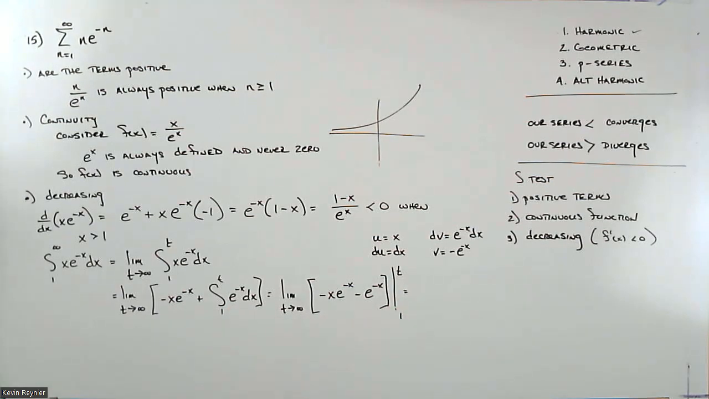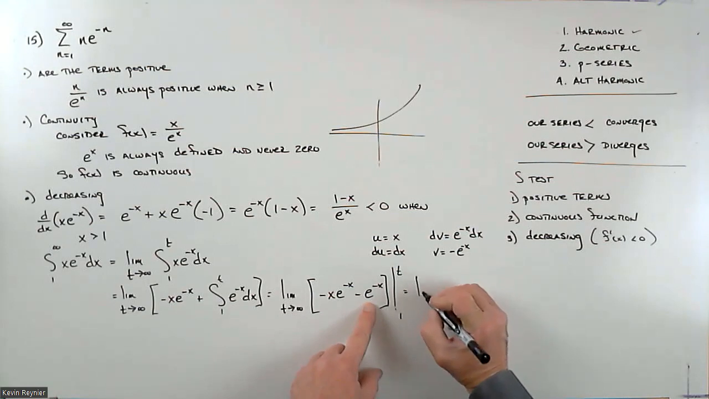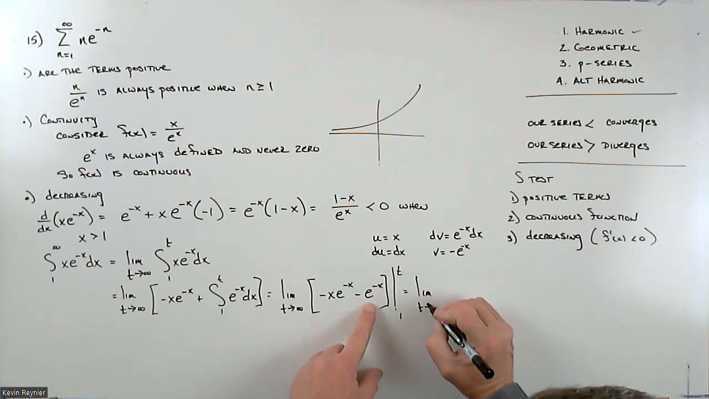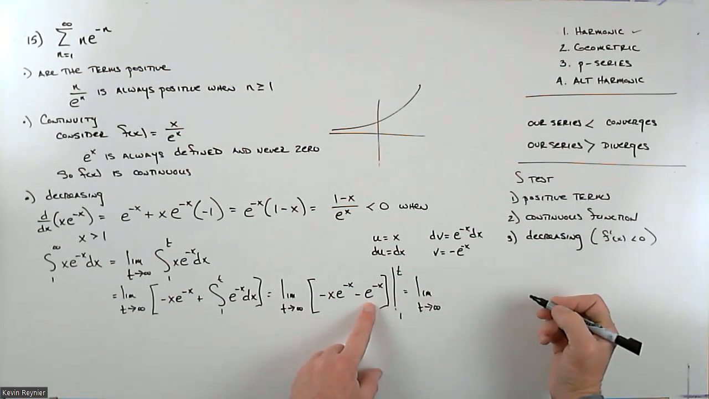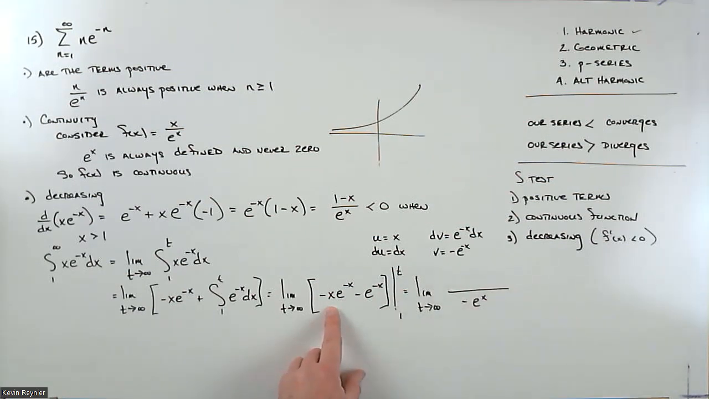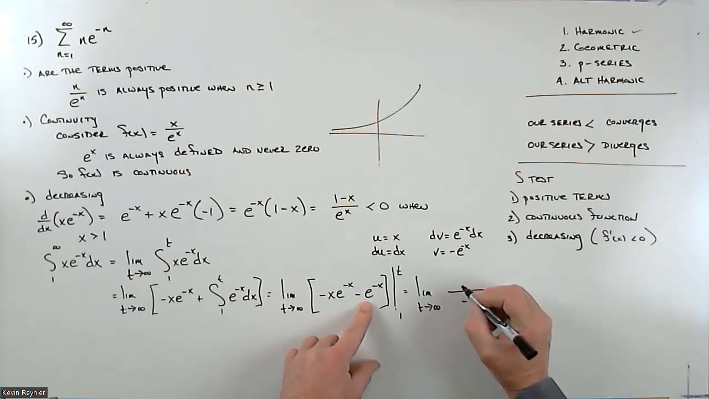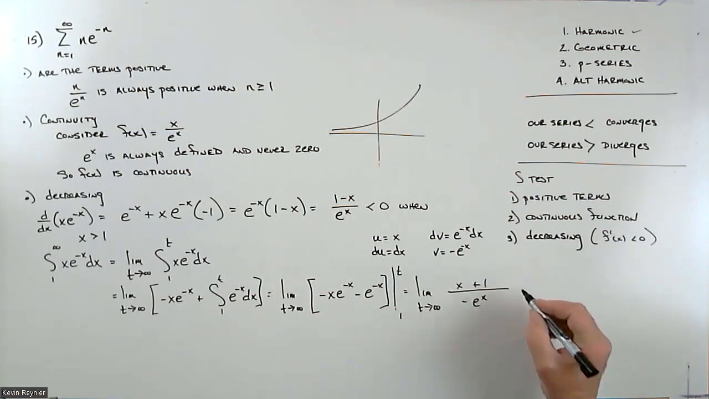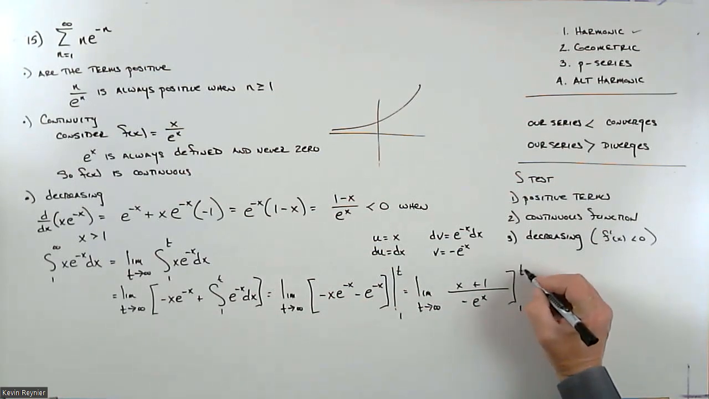So if we clean this up a little bit, we have the limit as t goes to infinity. Now let's take out a negative e to the minus x. That's going to be down here, isn't it? Because e to the minus x is e to the x in the denominator, and I pulled the negative out as well. And on the top, we have 1x here and a 1 here, so we just have x plus 1. And we're evaluating this between 1 and t.